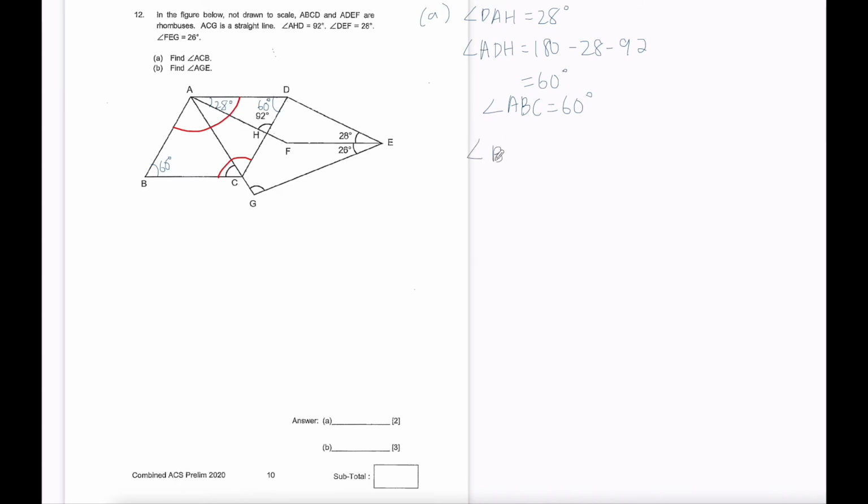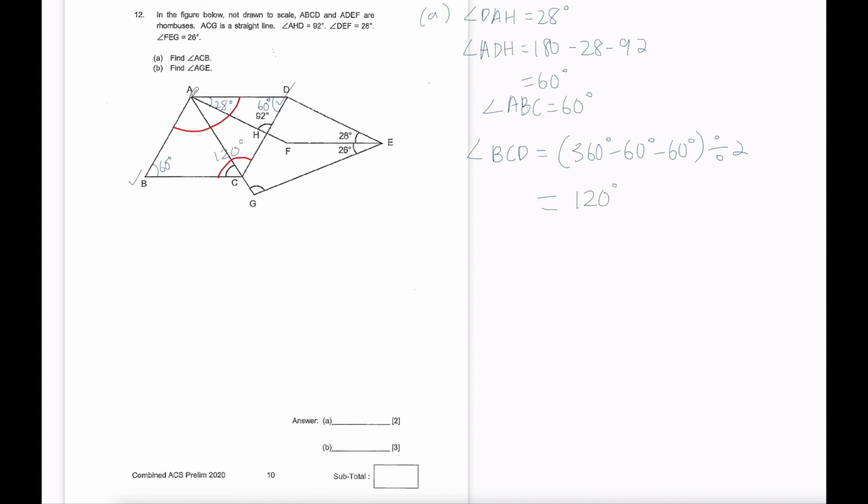So angle BCD equals, total angle in the rhombus is 360 degrees. I have to minus away this and this, and then what I need to do is divide by 2 because it's being shared with this and this. So I'm going to get 120 degrees. That means this is 120 degrees.